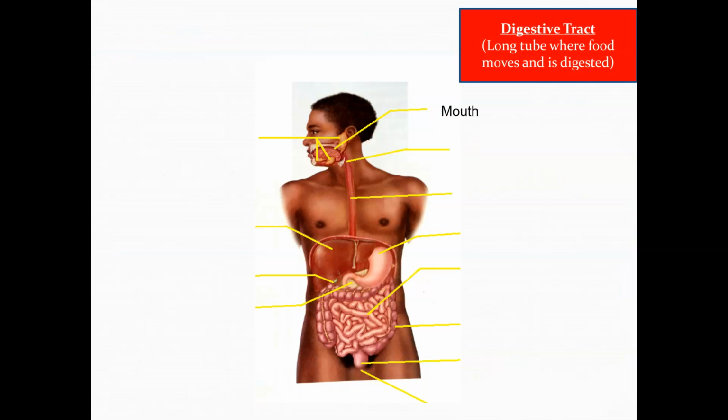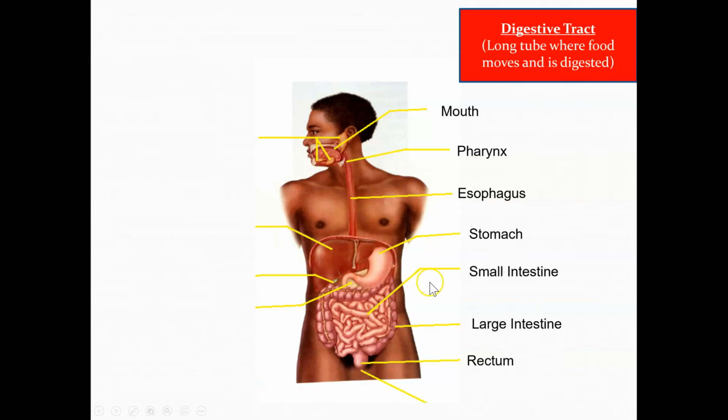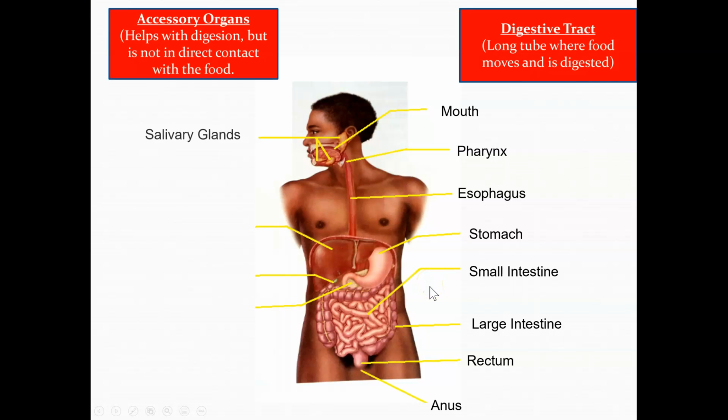So the digestive tract is basically a long tube that connects our bodies to the outside world. And it's where the food basically just passes along for the process of digestion until you get to the point where there is no longer digestion needed. So the mouth, the pharynx, the esophagus, the stomach, the small intestine, the large intestine, and then rectum, and finally the anus.